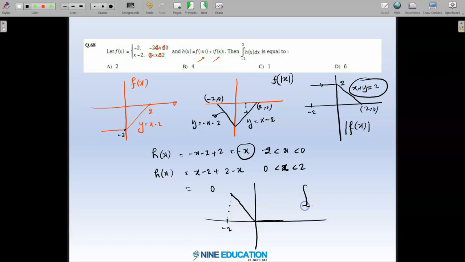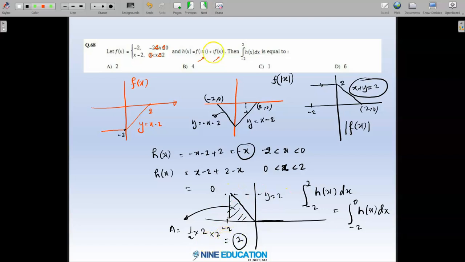So if you integrate this from minus 2 to 2 h(x) dx, it is basically equal to the integral from minus 2 to 0 of h(x) dx only, because after 0 to 2, h(x) function is 0 itself, so there is no area bounded there. And this area we can find without integration also, area of triangle 1 by 2, base is 2, and this height also goes up to y equal to 2. Therefore 1 by 2 into 2 into 2, overall we are getting answer as 2, which is option number A.